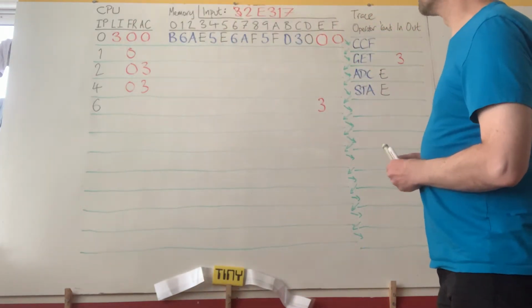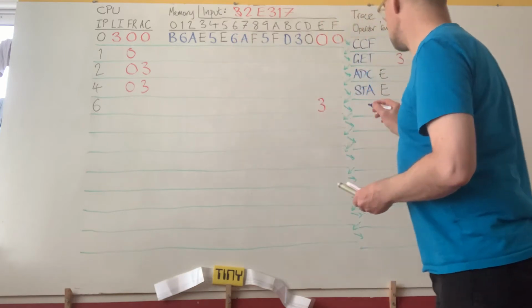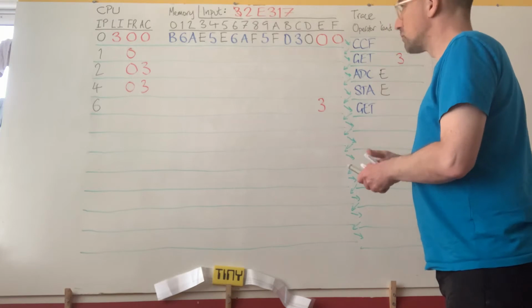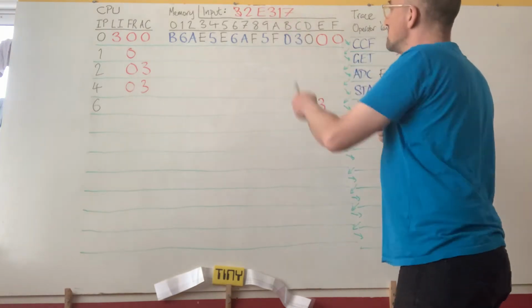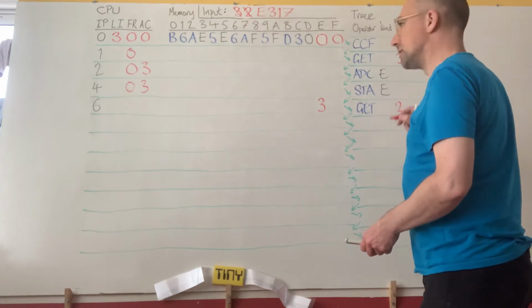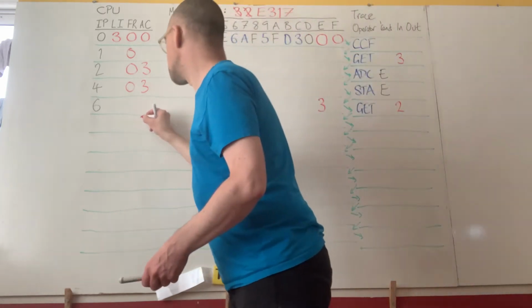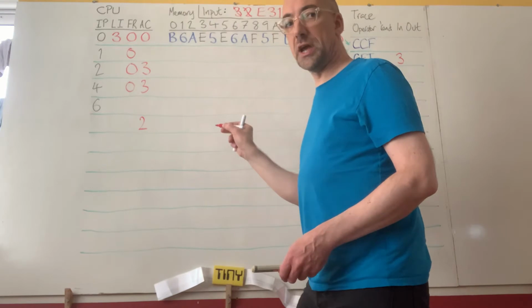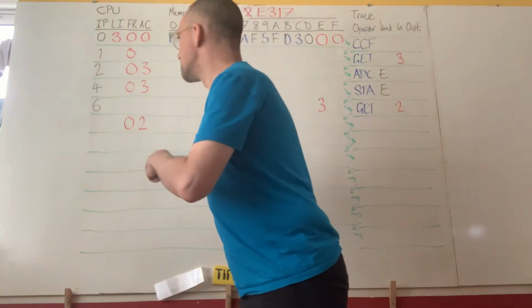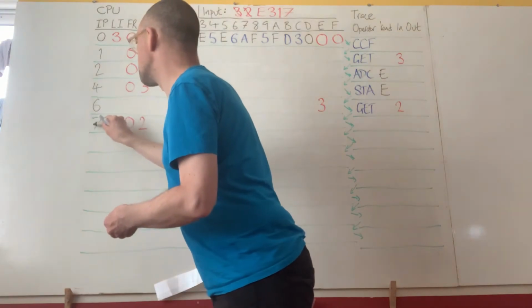What's at 6? Another 6, which is another get. So what's our next input? It's a 2. Record that in the trace. Bring it into the accumulator. Check. 2 is not 0. 0 flag stays clear. Instruction pointer moves on to 7.